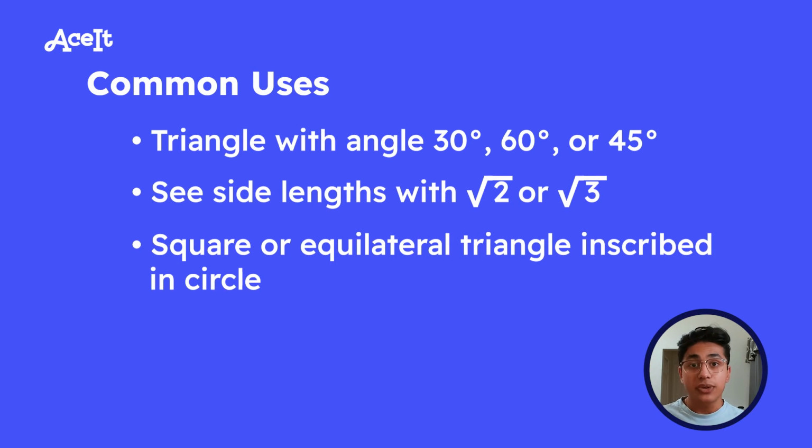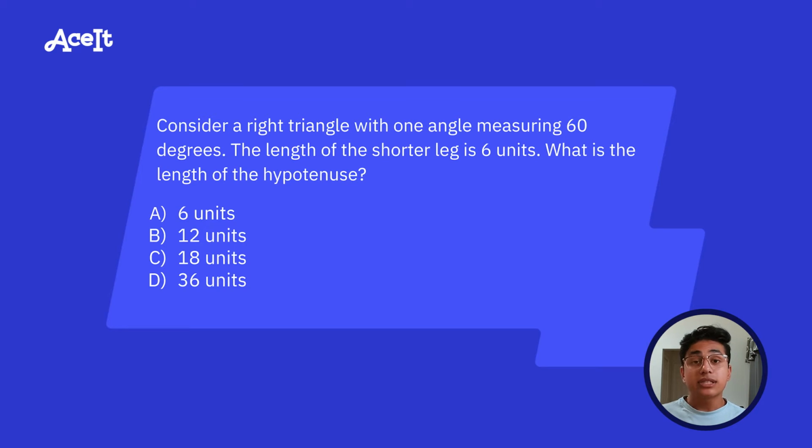So let's jump into a few examples. This first example problem is a pretty straightforward example of applying a special right triangle. It says to consider a right triangle with one angle measuring 60 degrees, and the length of the shorter leg is 6 units. And it's asking us for the length of the hypotenuse. So let's draw it out first.